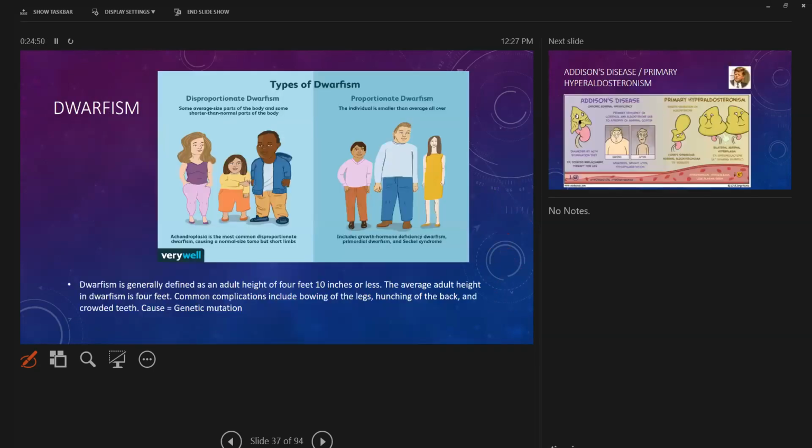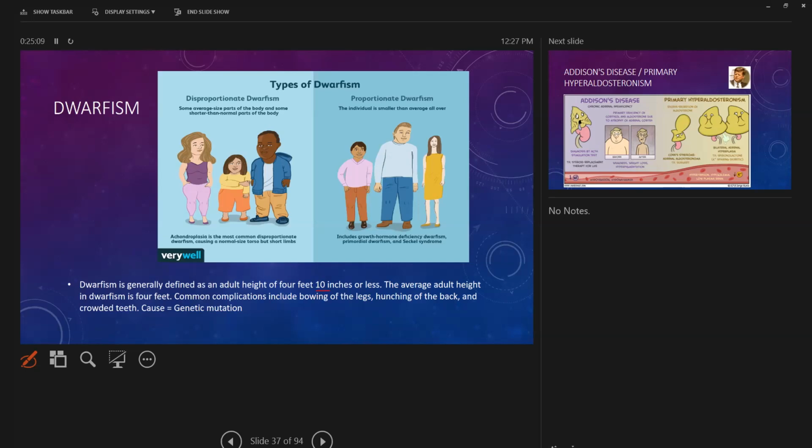Dwarfism. So there are different types of dwarfism. First, we need to know the actual definition, which is that dwarfism is defined as an adult height of 4 feet 10 inches or less.